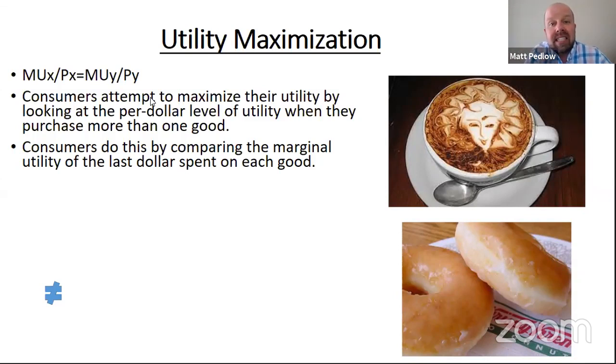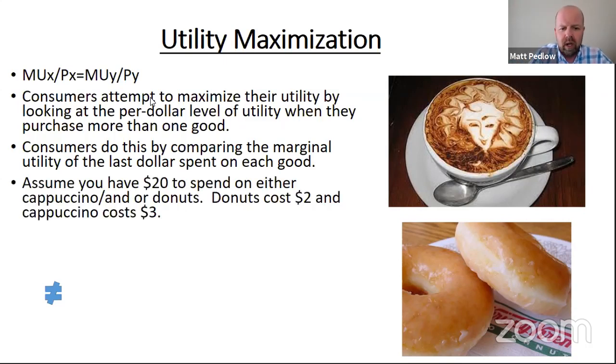The marginal utility of the last dollar spending. What are we getting for that? So you could go, any two goods you can think of. What's bringing you more utility per dollar, and therefore you spend more money on that. So you have $20 to spend on cappuccino or donuts. Okay, so you have $20. You're going to spend it all, right?